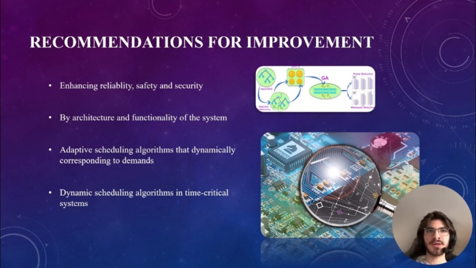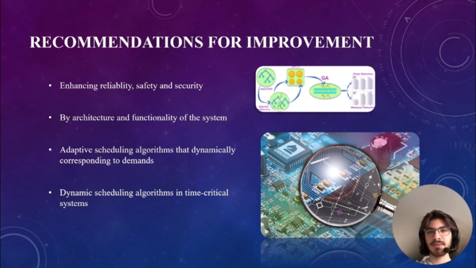Let's start with recommendations for improvements. To make embedded operating systems better in the automotive industry, there are a few key improvements we should look at. As you can see, first we need to enhance reliability, safety, and security, since one mistake in a car can cost your life. That means we need to build systems with strong architecture and smart functionality so they can handle complex tasks without crashing or failing.